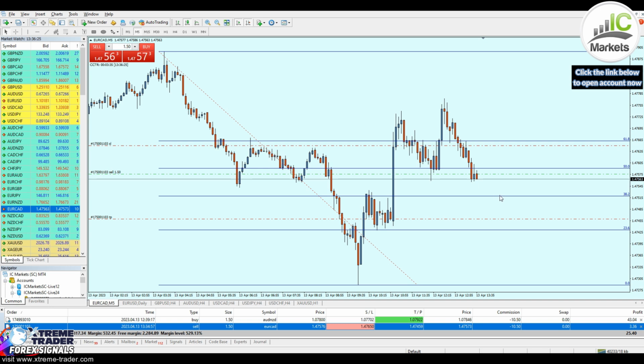So that's going to be the last trade for the day. Please pause the recording, guys, and I'll be back to you later to show you what will happen with these two trades.